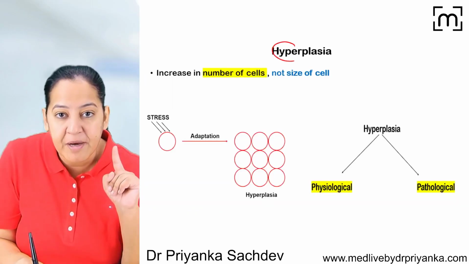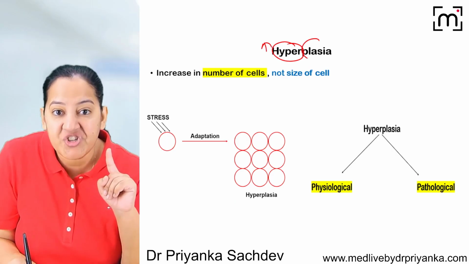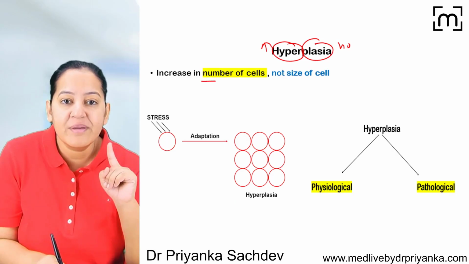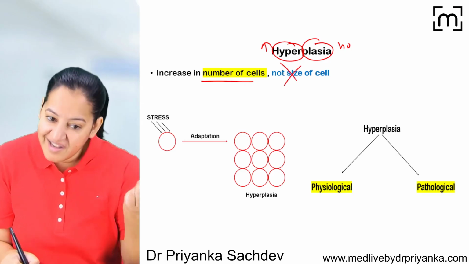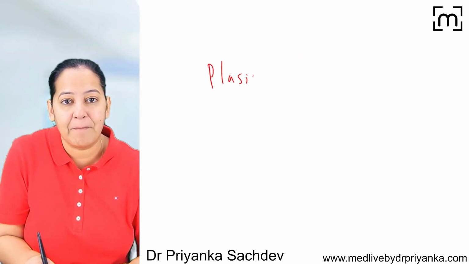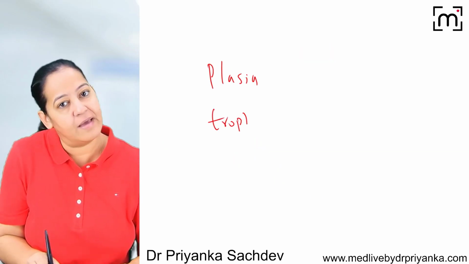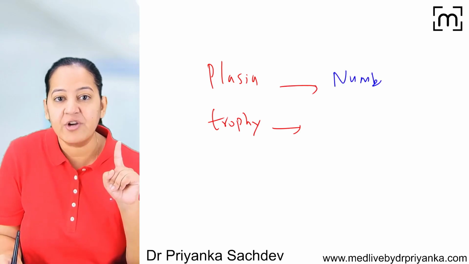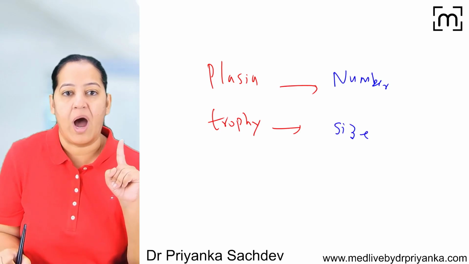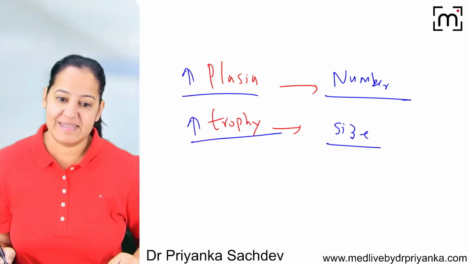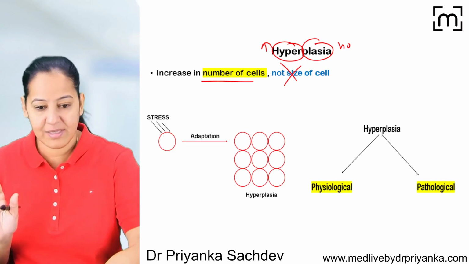As I told you, hyper means more and plasia means number. So it is increase in number of the cell, not the size. Say the negative finding also. Please learn, in pathology, plasia means number and trophy means size. So hyperplasia means increase in number and hypertrophy is increase in size. So please learn it by heart. Okay, so it will be easy.